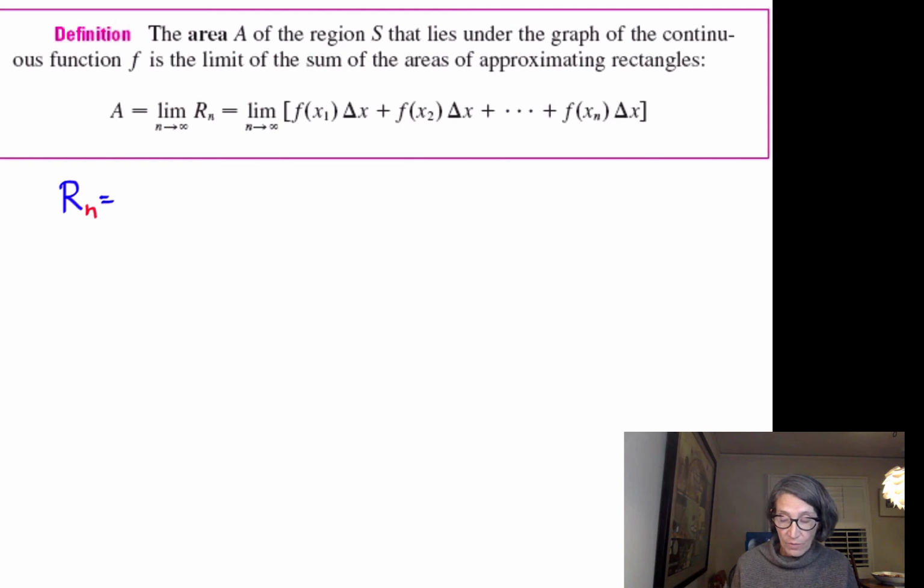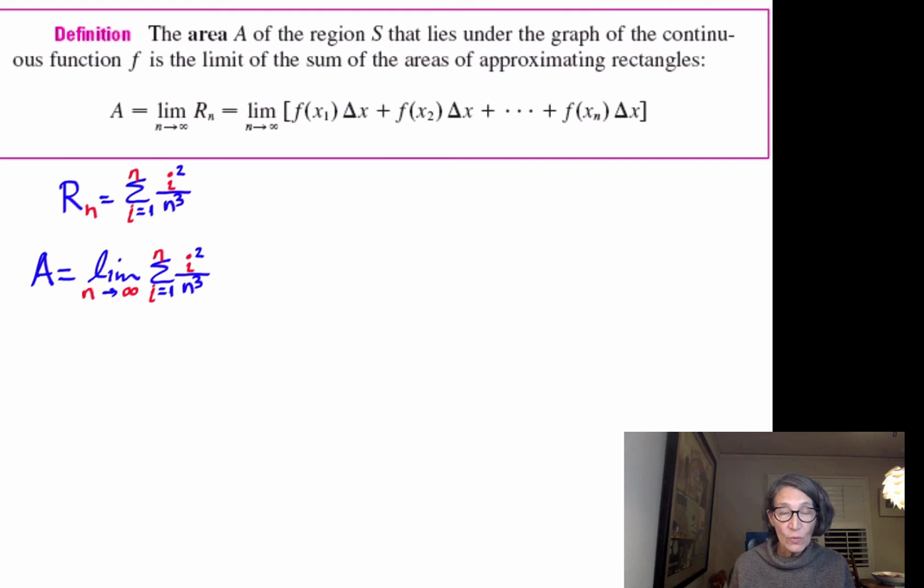The Rn that we found was the sum as i goes from 1 to n of i squared over n to the third. So we're going to take the limit. A is going to be the limit as n approaches infinity of that finite sum. All right, so what we need to do is simplify the sum and somehow get rid of sigma so that we can use limit laws or L'Hopital's rule or whatever is legal, whatever works to get that limit.